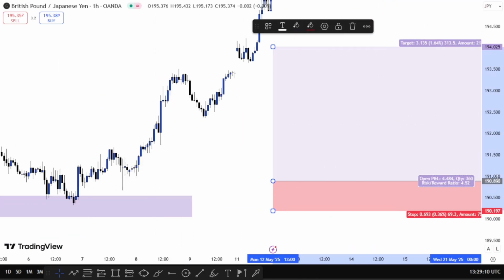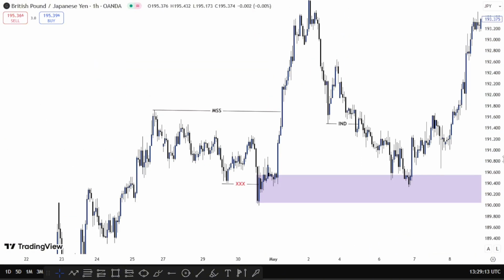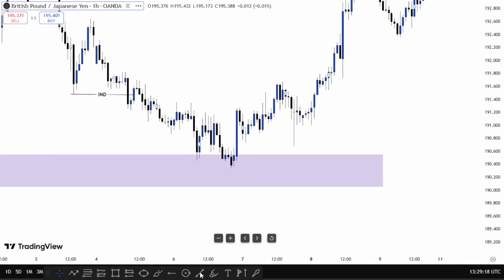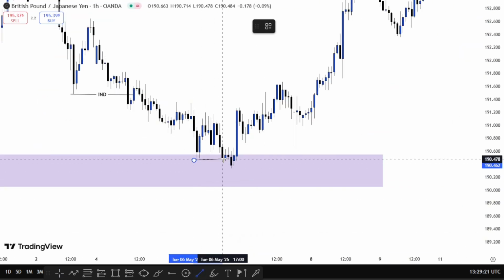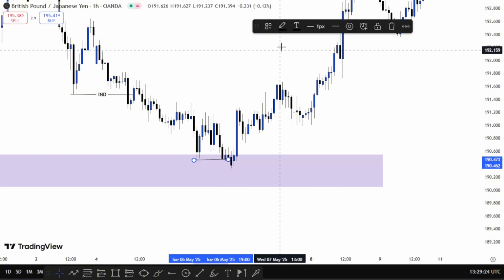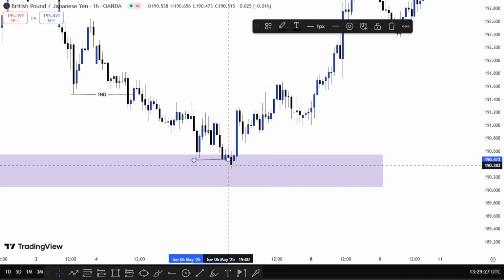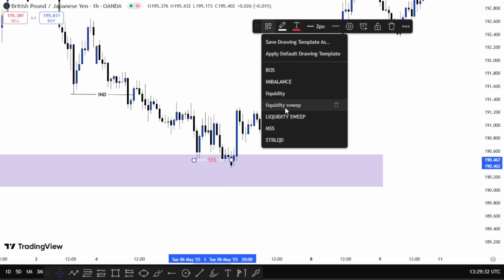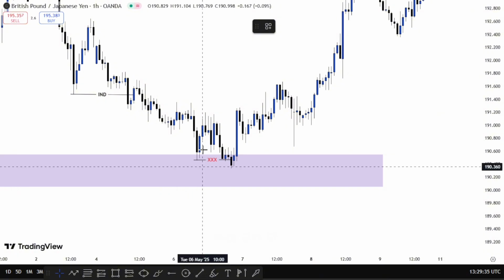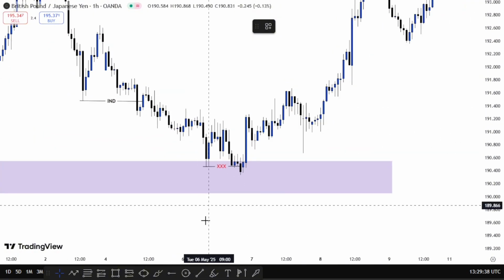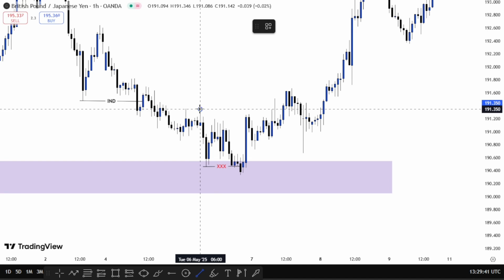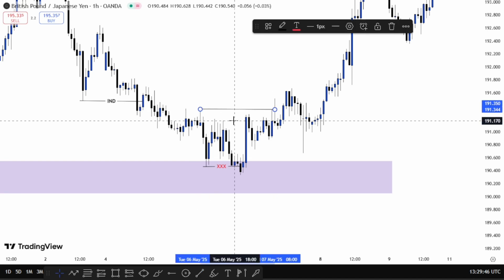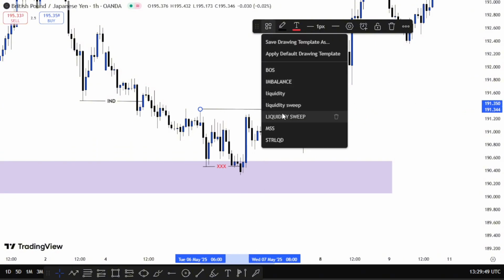Right here, I still wait for the same thing. We have a sweep of liquidity right here. You see how clear this is. We have a liquidity sweep right there. Let me just change that because I don't like the color. So I have a liquidity sweep and we have a market structure shift right there. That is it, market structure shift.